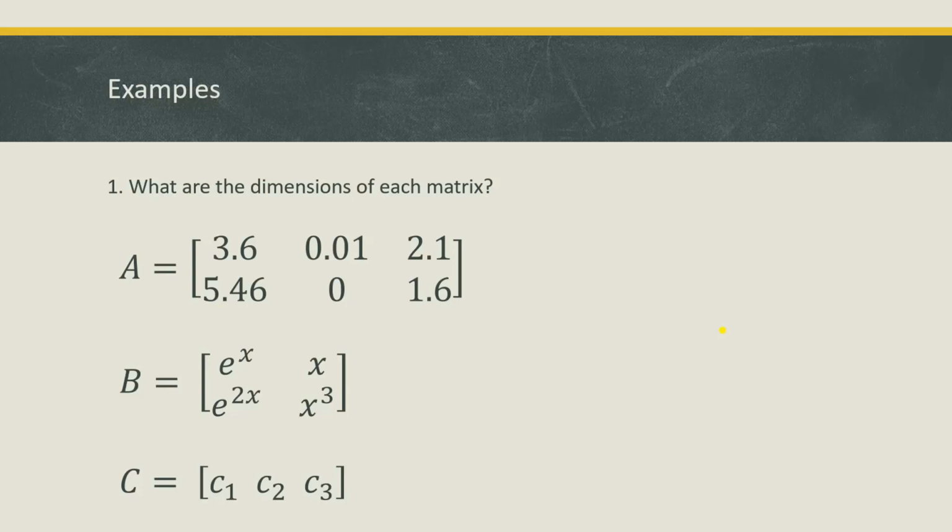Okay, let's take a look at the answers. What are the dimensions of each matrix? Well, matrix A is a 2 by 3. We can see here that it has 2 rows and 3 columns. Matrix B is a 2 by 2. It has 2 rows and 2 columns. And then matrix C is a 1 by 3. There's just 1 row, but we do have 3 columns. So a 2 by 3, a 2 by 2, and a 1 by 3. Rows, then columns.